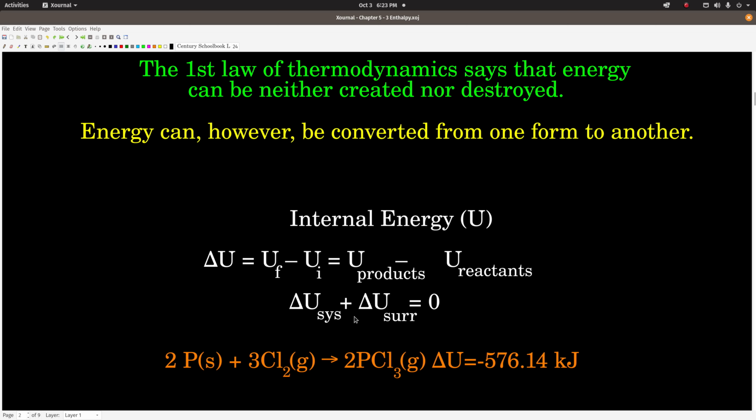The idea is that when we perform a chemical reaction, the system would be the chemical reaction, and any energy that's released or absorbed comes from or goes into the surroundings. For example, when you combine phosphorus and chlorine to make phosphorus trichloride, this is an exothermic reaction, and 576.14 kilojoules of energy is released to the surroundings for every 2 moles of phosphorus that react with 3 moles of chlorine.